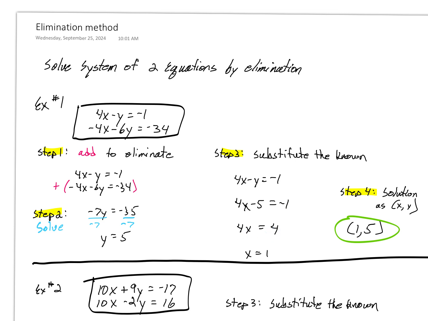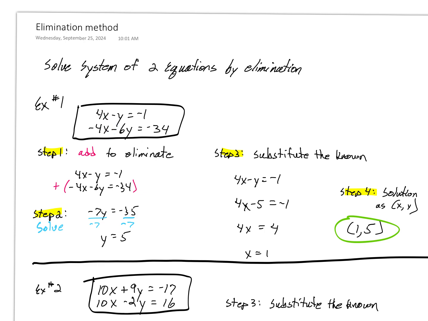I didn't show that in the notes there, but 4x equals 4, and then of course you divide by 4 and x equals 1. Well, now you know the y value and the x value of the solution, and you write it as an ordered pair. The x is 1 and the y is 5. So we have solved this system of equations. We know that if you plug a 1 in for x and 5 in for the y, you're going to get a true equation where the left side equals the right side for both of these equations.